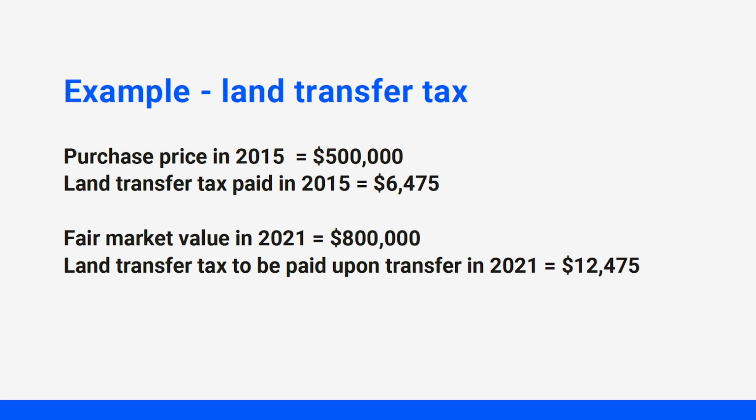Let's use an example to illustrate. When you purchased your rental property in 2015 for $500,000, at closing, you would have paid land transfer tax in 2015 for $6,475. Assuming that your property isn't located in Toronto, in 2021, the property is worth $800,000. You decided it is time to transfer the property to a corporation. You will be required to pay land transfer tax upon the transfer for $12,475. And this is calculated based on the fair market value of the property at the time of transfer. If your property is located in Toronto, the land transfer tax will be double.